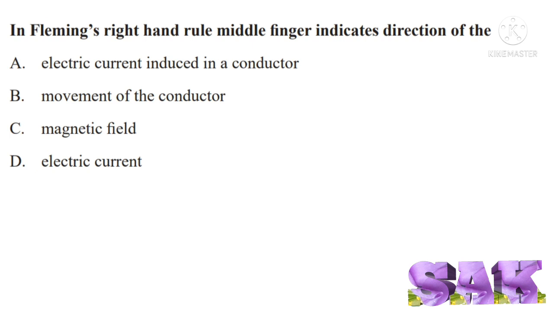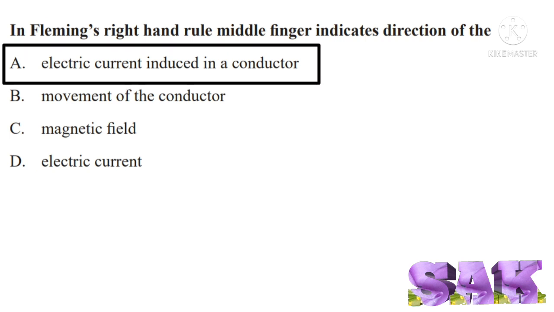Next question, in Fleming's right hand rule, middle finger indicates direction of the. In Fleming's right hand rule, middle finger indicates the direction of induced current. So, correct answer for this question is option A, electric current induced in a conductor.